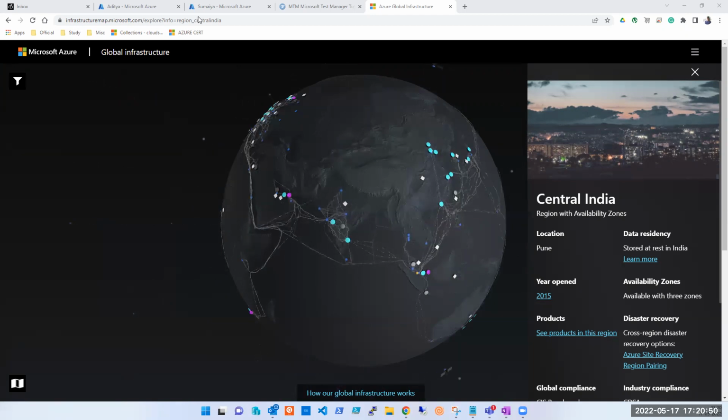I think every region will have availability set. It's not region specific, and it's not zone specific either. Every data center will have an availability set, like a fault domain and update domain.